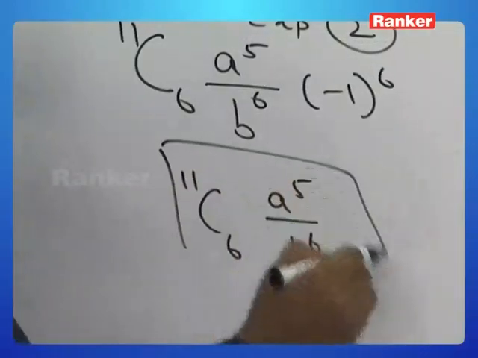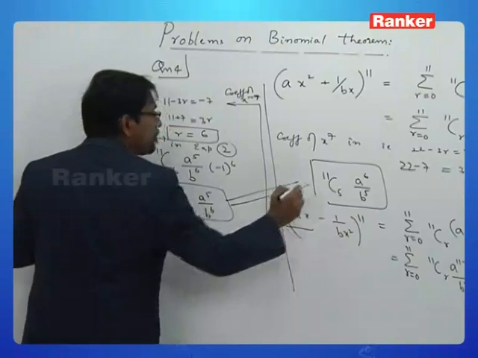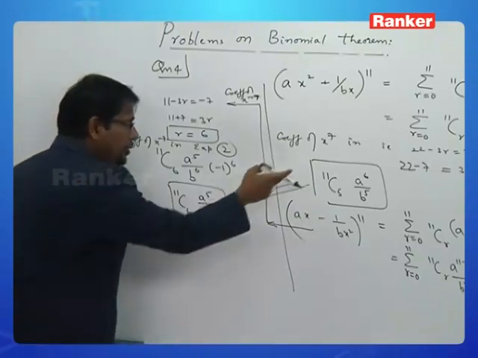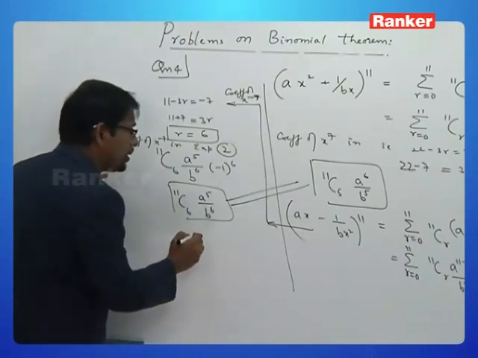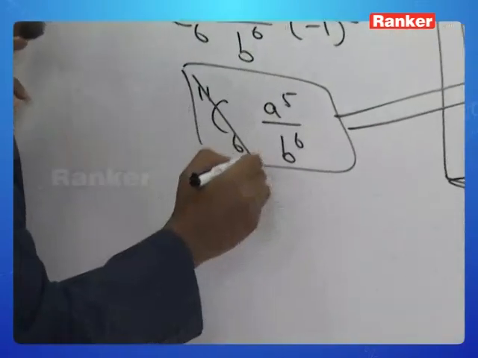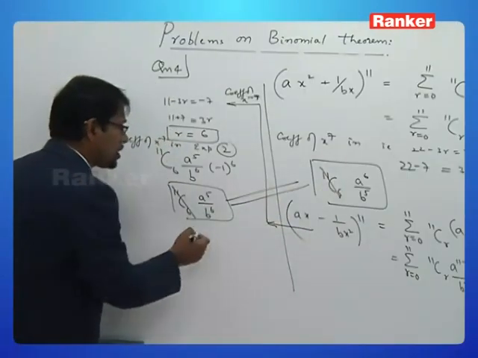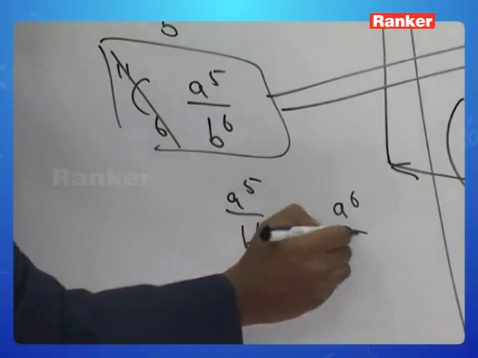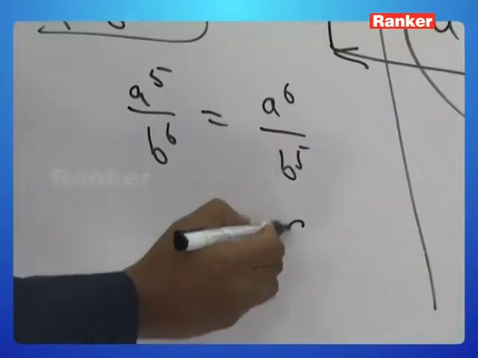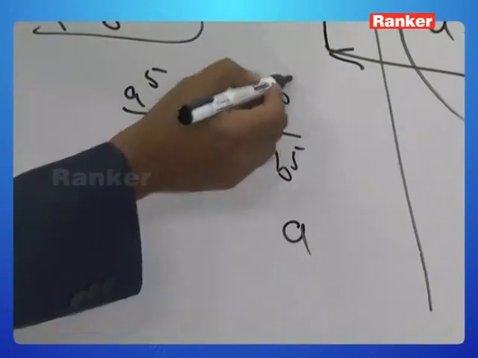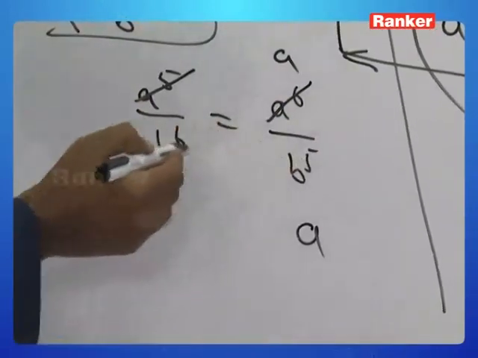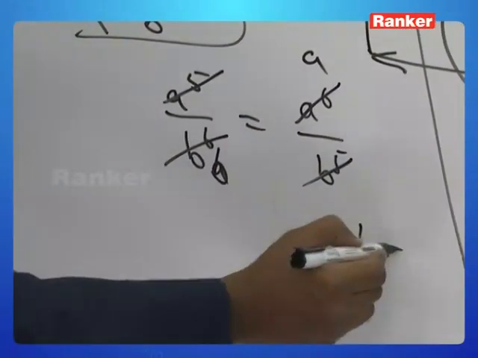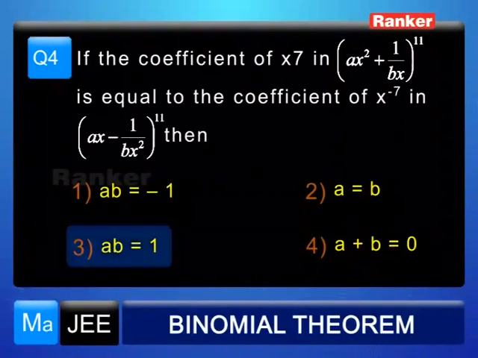Now these two have to be the same. He says these two are equal. Clearly, 11C6 is the same as 11C5, so let's cancel that out. a^5 by b^6 must be equal to a^6 by b^5. So that makes it a and b cancel out, and we have ab to be equal to 1. So the answer is 3.